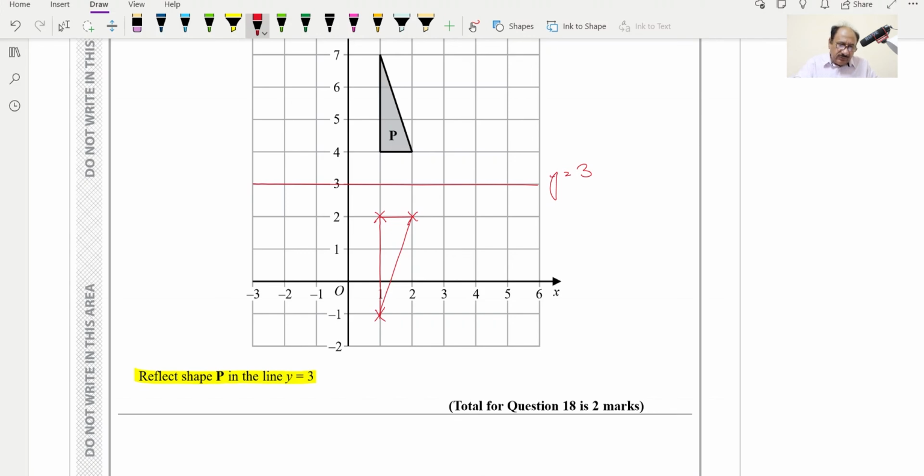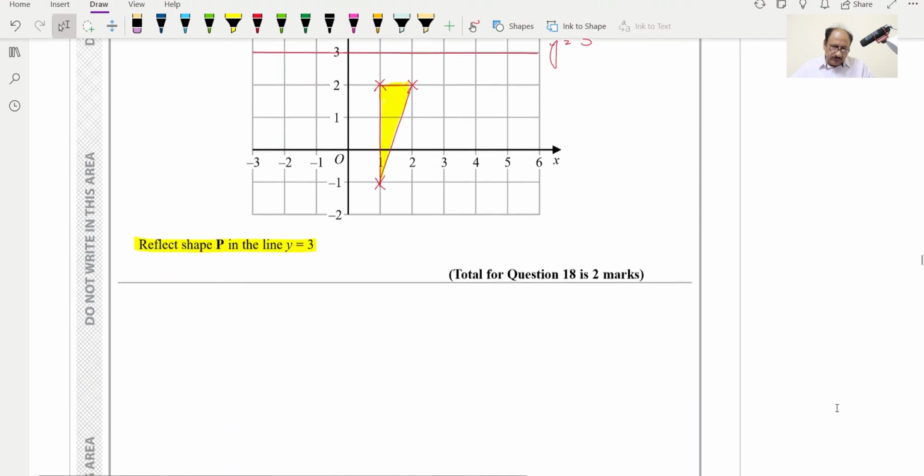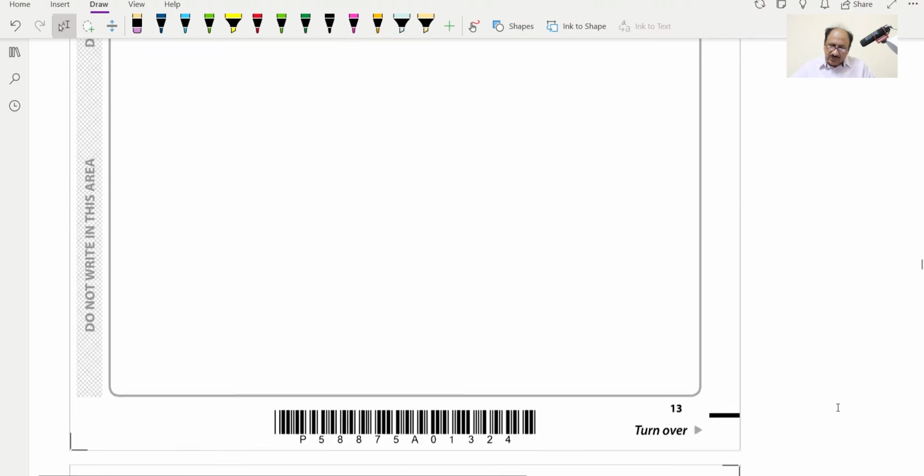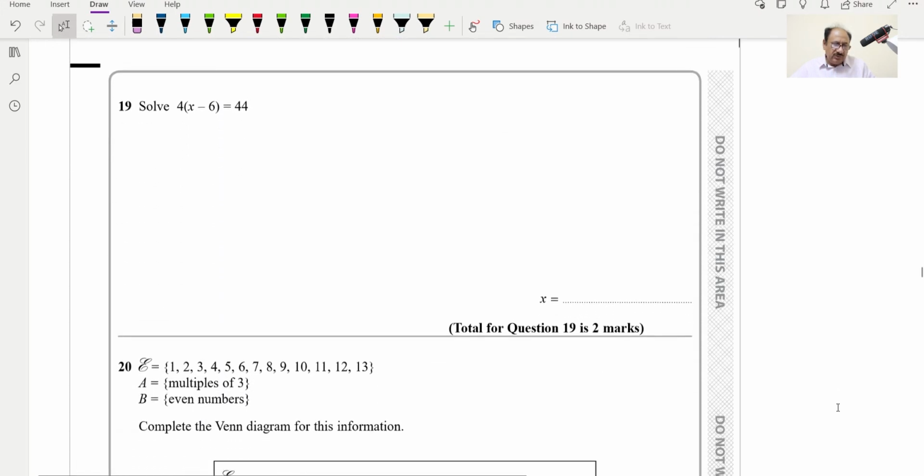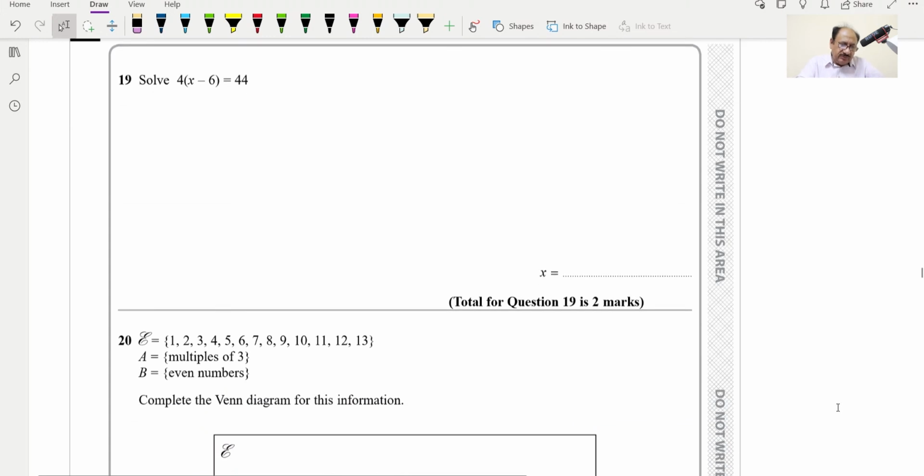This will be the reflected triangle, and we can even shade this one. It's not required, I'm shading for your understanding. This one, this is done. This was a 2 mark question. Now question number 19, it's an algebraic equation.